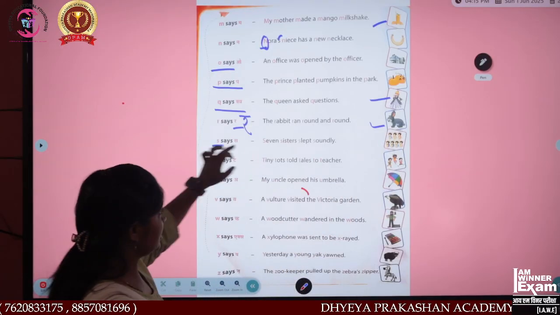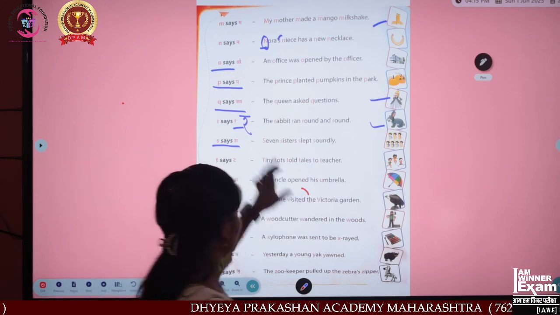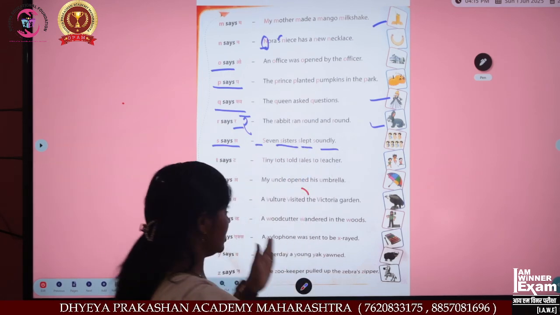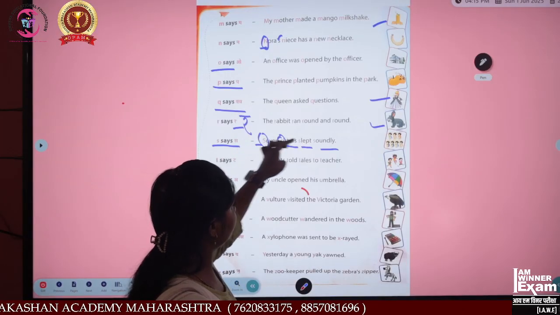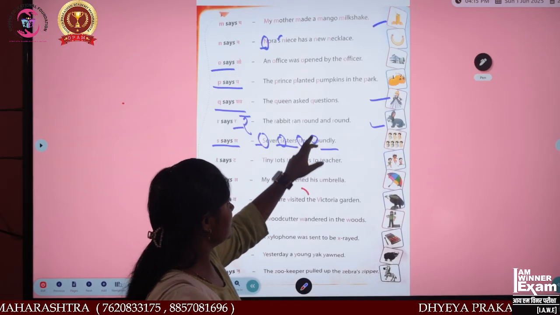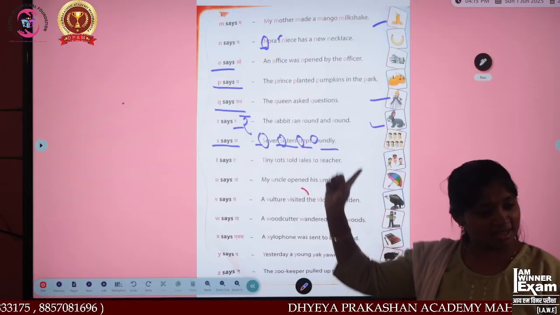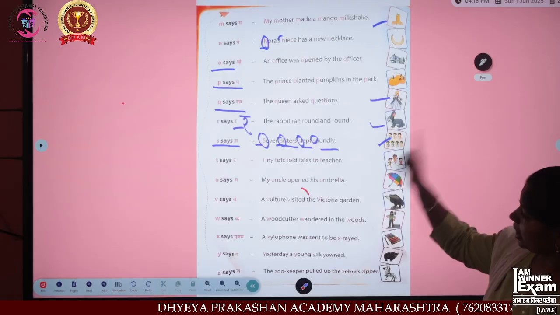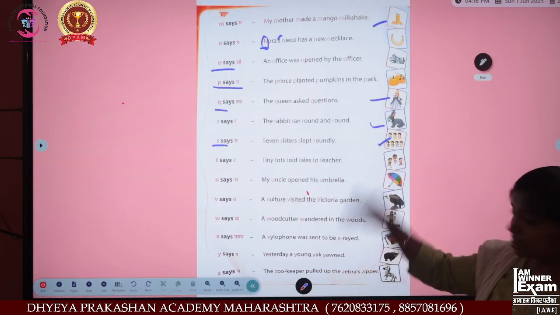Next, S says sir. Seven sisters slept soundly. Yes. S says sir. Okay. Next, this picture is seven sisters.